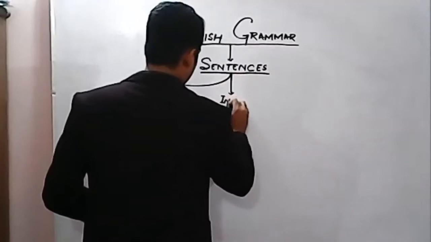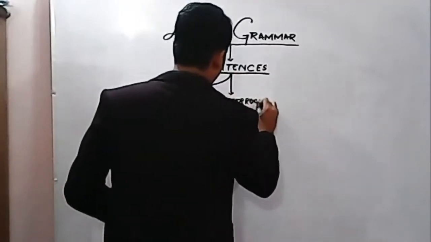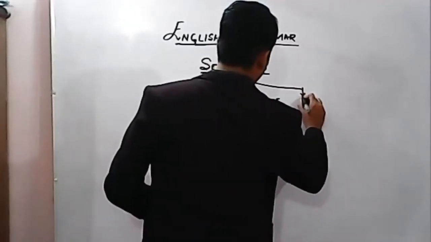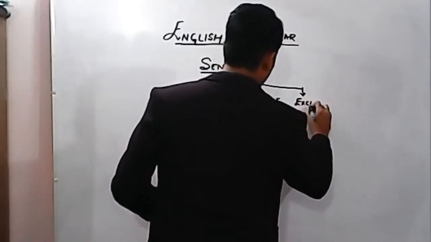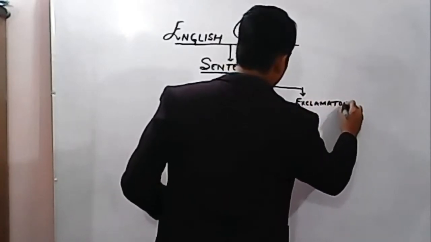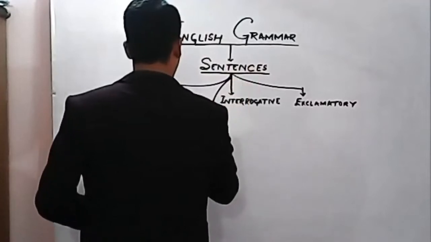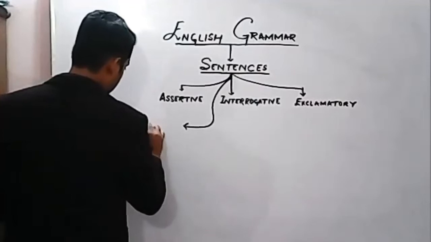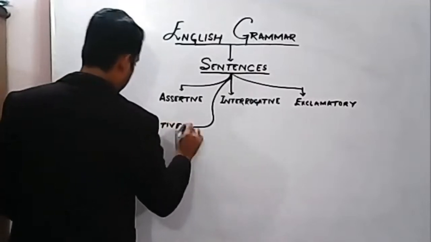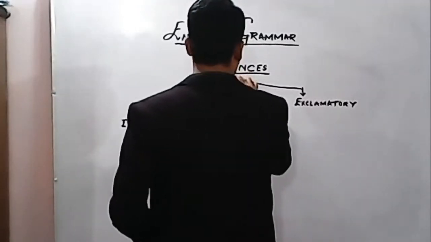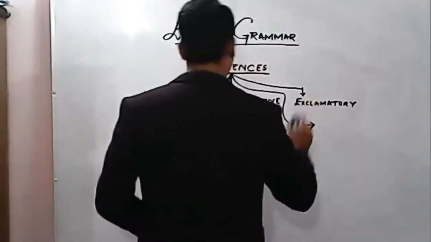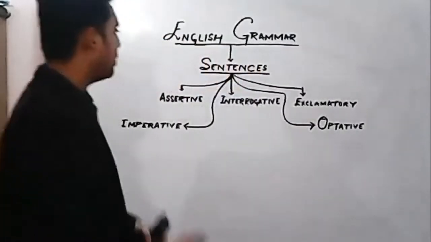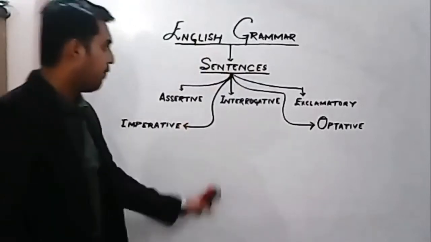the other is interrogative, the third we get here is exclamatory, the fourth we have here is imperative, and hereby, of course, the last but not the least has to be objective.